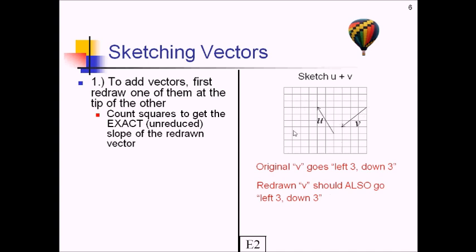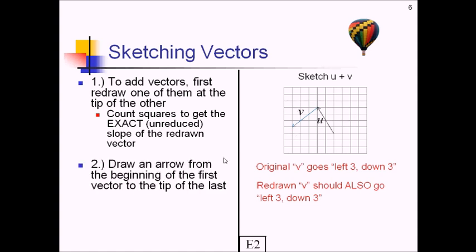So left 3, down 3 for v. Here we go. Next step, we're going to draw an arrow from the beginning of the first vector, that would be this tail of u right here, to the tip of the last vector, the head of the last vector. That would be the head of v.